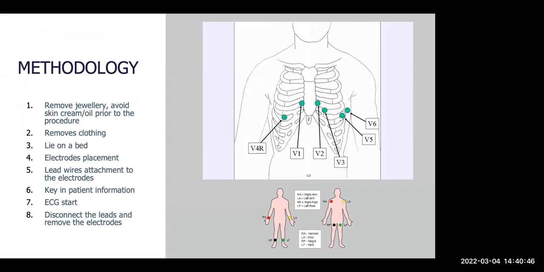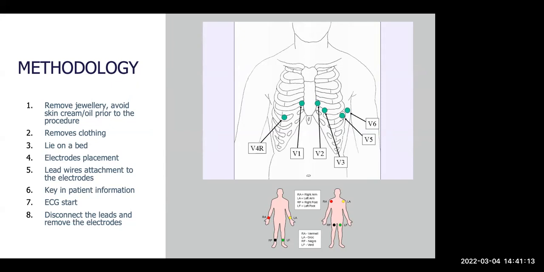So for methodology, first of all, we must remove all the jewelry and avoid any skin cream or oil prior to the procedure, and then remove patient's clothing and ask patient to lie on bed in supine position. And then we can start to place the limb leads and also the precordial leads as in the picture.